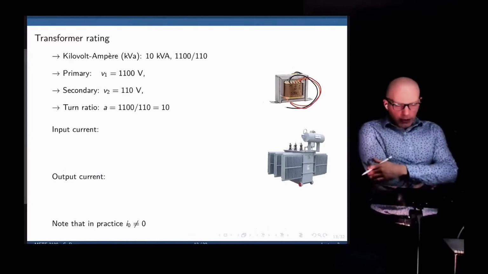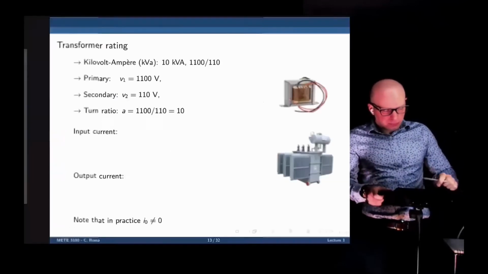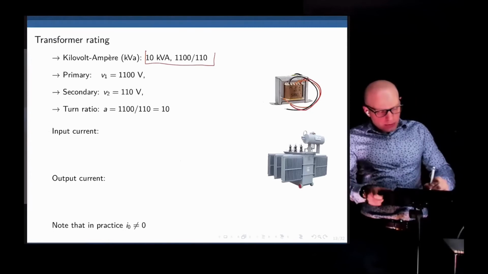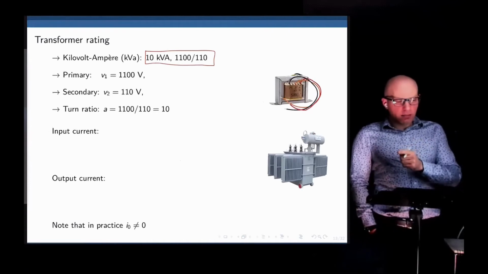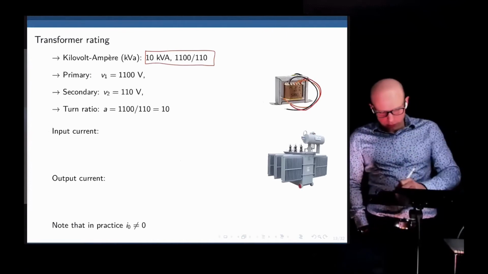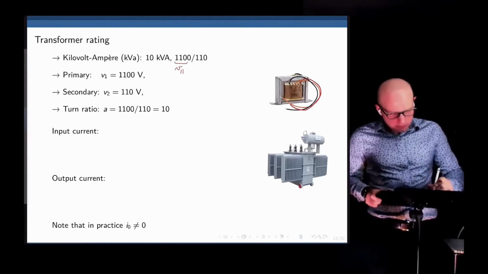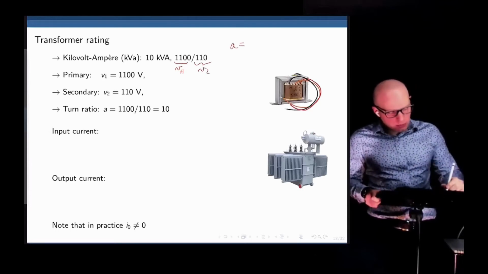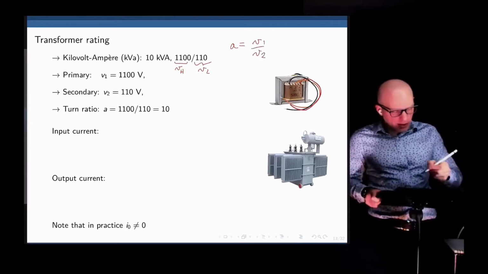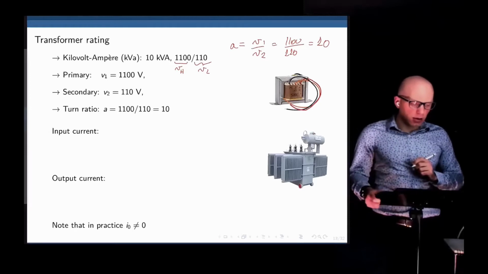Another thing to keep in mind regarding transformers is the rating. When you buy a transformer, it will come with this information: the power in kilovolt amps, and the input voltage and the output voltage. So this is V at the high end, and this will be the voltage at the low end. So what is the turn ratio here? Turn ratio will be V1 over V2, or VH divided by VL. 1100 divided by 110, that is 10. That's the turn ratio.